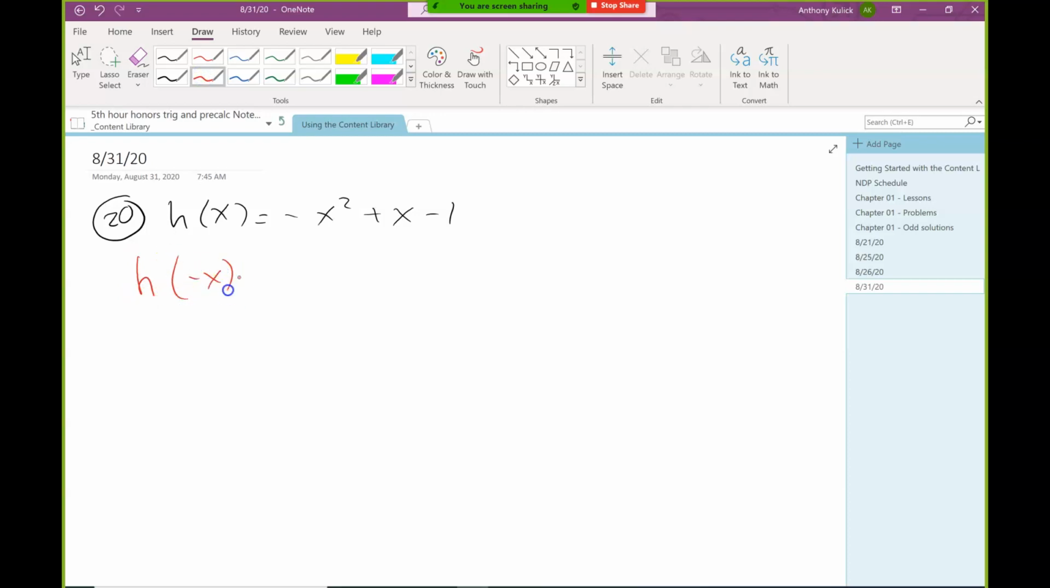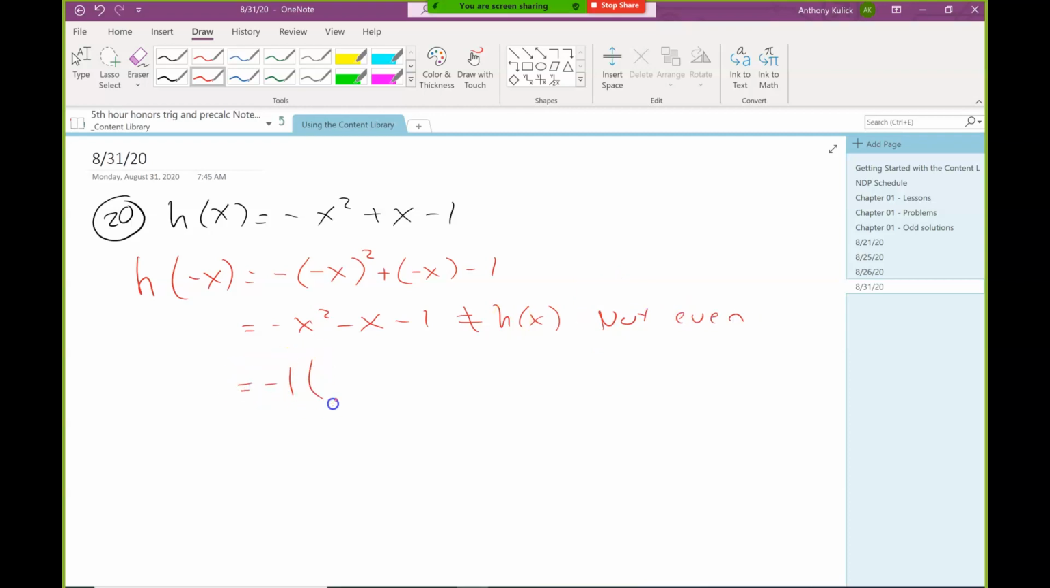So I'd start off by evaluating h of negative x. Negative of negative x squared is still negative x squared. Plus negative x is minus x, and then the minus 1 just stays the same. And what I notice here is that this piece is not equal to h of x. It's not the original, so we know it's not even.